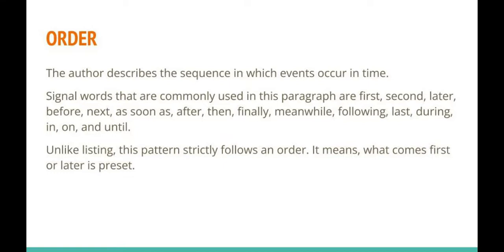Then we have order, which is also called time or chronological order. The author describes the sequence in which events occur in time. Signal words that are commonly used in this paragraph are first, second, later, before, next, as soon as, after, then, and of course, there are many more. While some signal words are similar to listing, this pattern strictly follows an order. It means what comes first or later is preset. In the listing pattern, the order can be reversed freely and it won't affect the main idea.